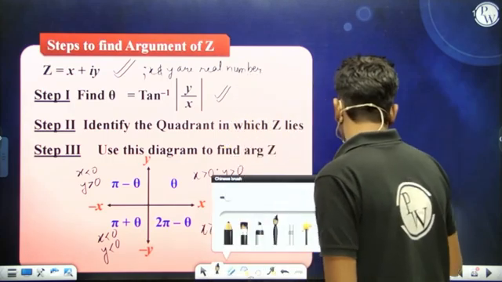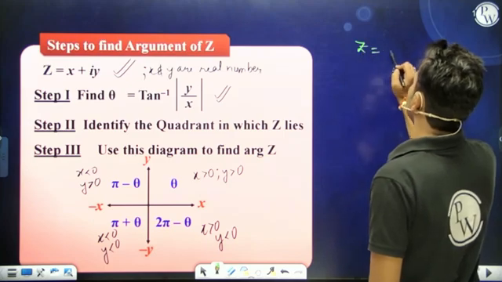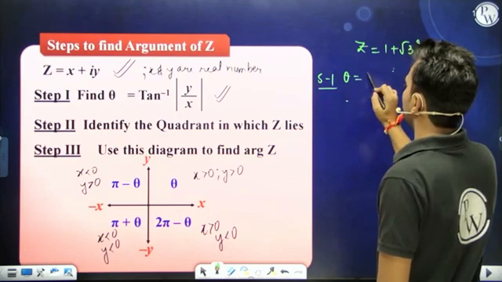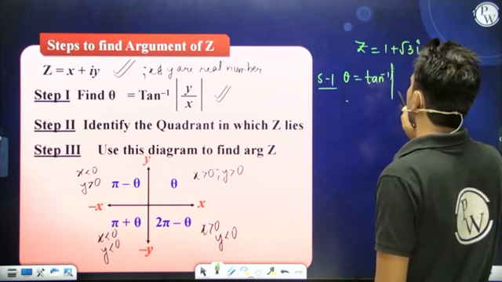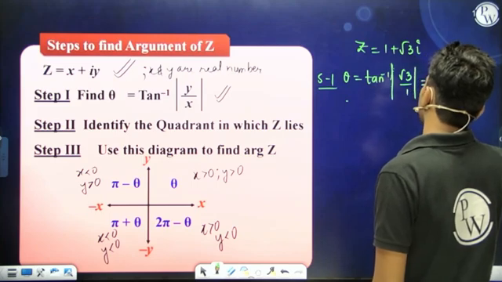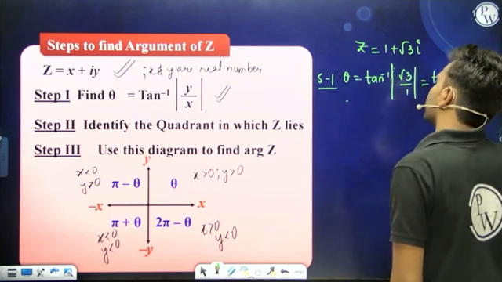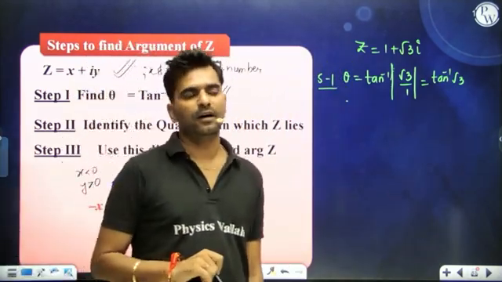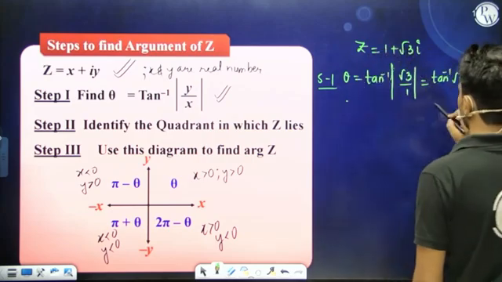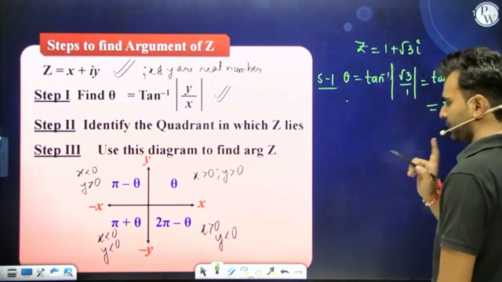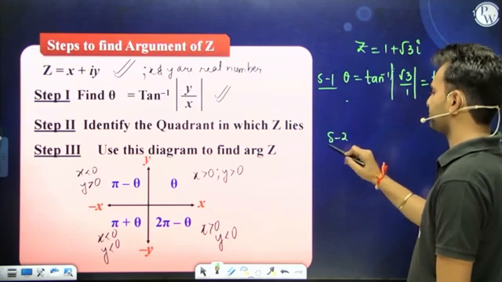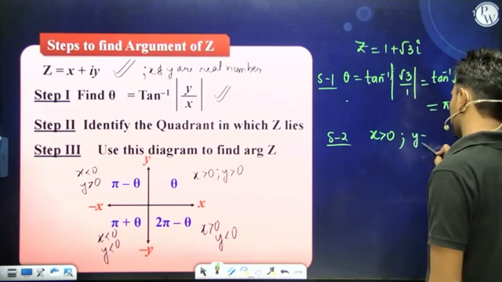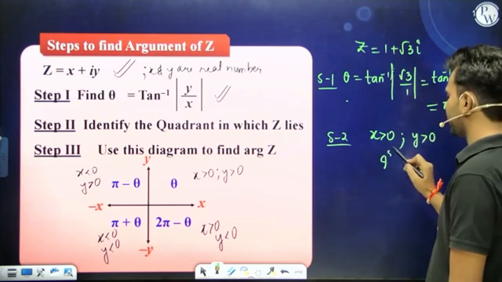So let me tell you one example. Let's say I tell you a complex number is 1 plus root 3 iota. So first you will find out, step 1, theta is equals to tan inverse mod of y by x. So it is going to be tan inverse root 3. Now, can you tell me for which angle the value of tan comes out to be root 3? Pi by 3. So theta is nothing but pi by 3. Step 2 is find out the quadrant in which this complex number lies. Over here x and y both are positive, means first quadrant.